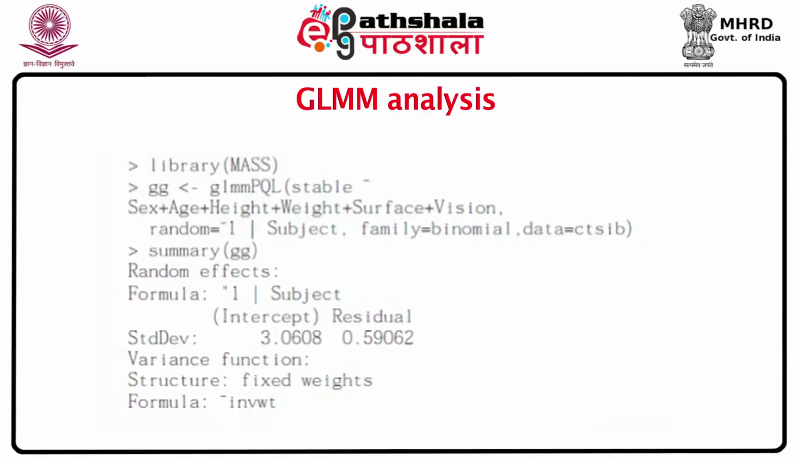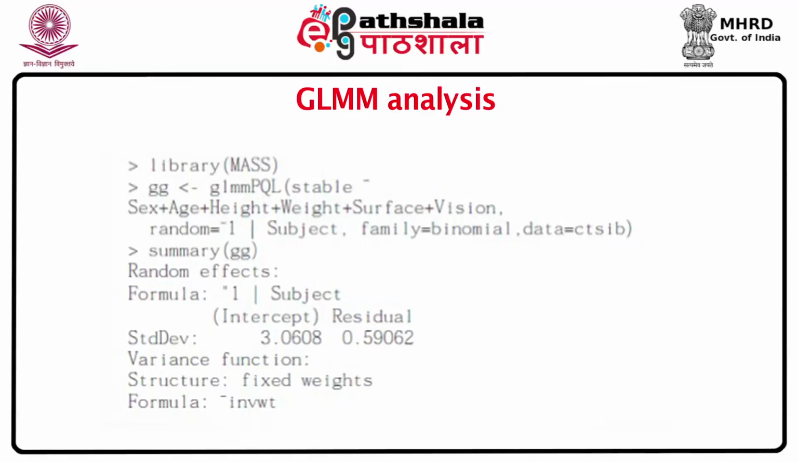So in this piece of code, I first call the MASS library, and then I use the GLMM function to fit a regression of stable on sex, age, height, weight, surface, and vision. As before, my family is binomial and my data is CTSIB. But I now have one extra component of the syntax which says that random is equal to tilde 1 within subject. Now you have seen similar kind of syntax when you have considered fitting a linear mixed model. What this says is basically to include a separate but same intercept within each subject.